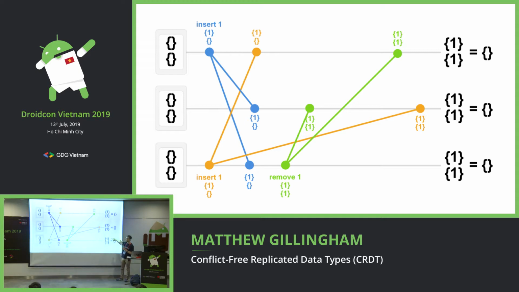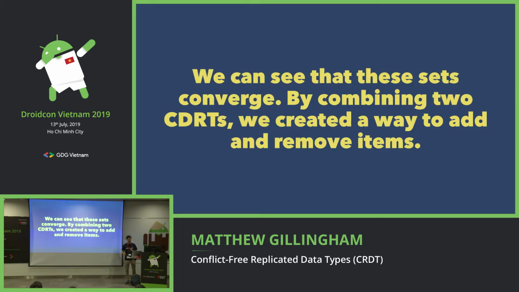These are all the things we've inserted. These are all the things that this system has ever removed. And then we just take out the ones that we've removed from the ones we've inserted, and all of them end up empty again. So in this case, we can see by combining two add-only sets together, we're able to create a system that will end up with the same value after all the updates are received. So now we've created a system where we can add and remove items.